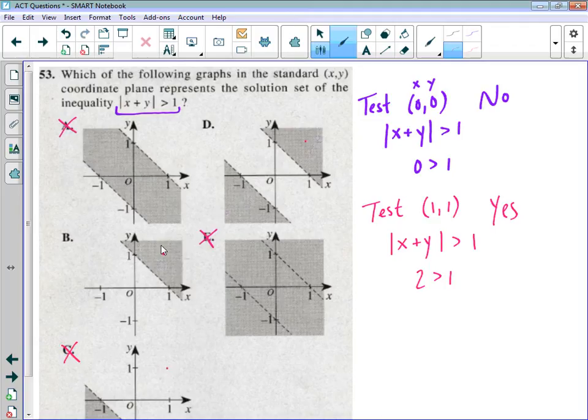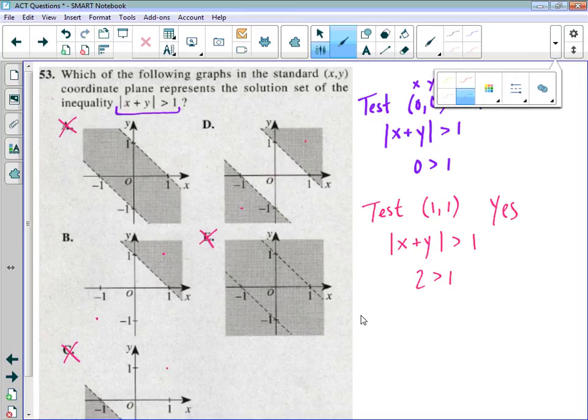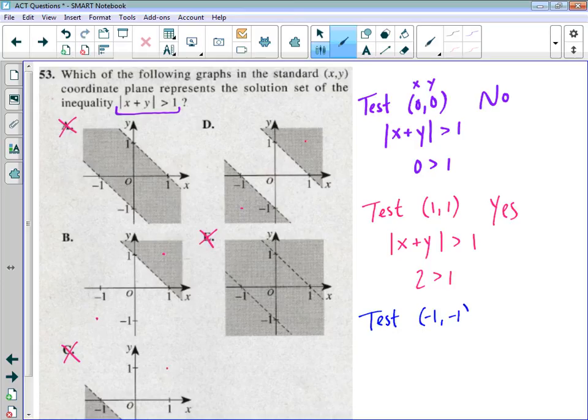And then we're trying to find something that's different between these. So I'm going to check -1, -1, because that's going to determine which graph here we're going to keep and which one we're going to cross off. So test -1, -1. So plugging into that original again. -1 plus -1 is -2, but we're doing the absolute value, which is 2, and that is greater than 1, so this is yes, so it should be shaded. This one it's not shaded, this one it is, so the correct choice there would be D.